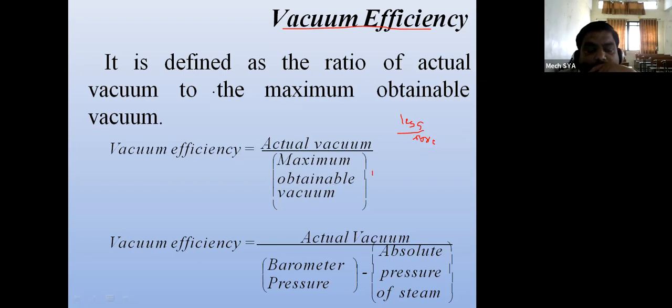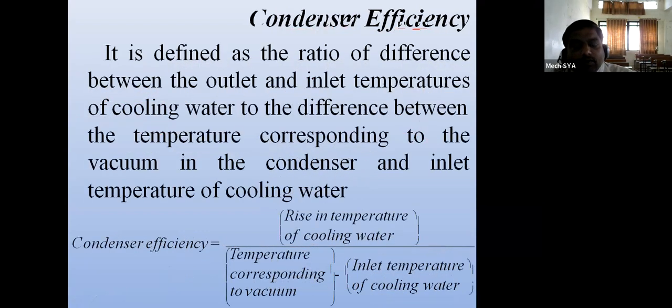So vacuum efficiency is defined as the ratio of actual vacuum present here to the maximum possible, or obtainable, vacuum. So actual vacuum divided by maximum possible. Maximum possible means what? PB, barometric pressure, minus the absolute pressure PS. So this is vacuum efficiency. Actual vacuum is always less because of air present, and the maximum is what we assume without air.